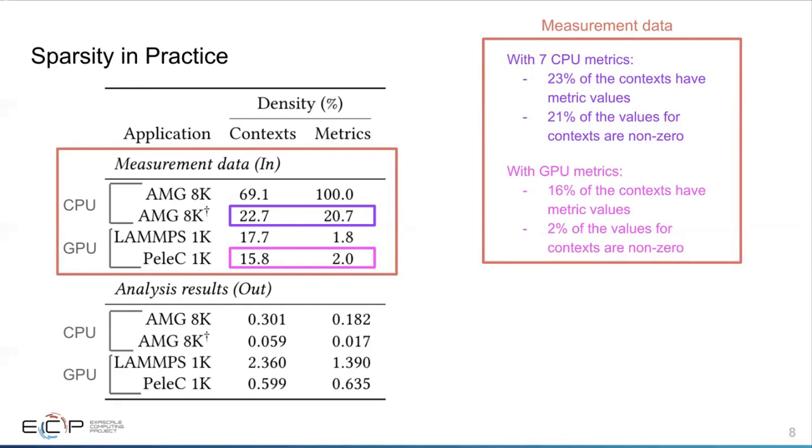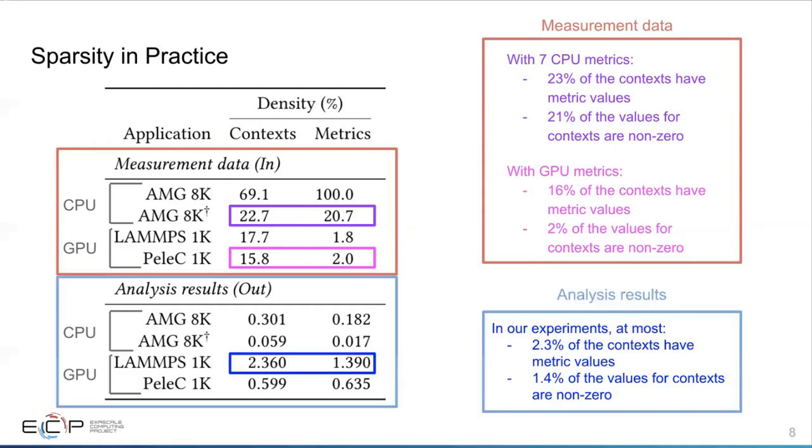And then for analysis results, the situation is even more extreme. In all of our experiments, at most 2.3% of the contexts have metric values and 1.4% of the values for those contexts are non-zeros. As we can see, the degree of sparsity is very high.